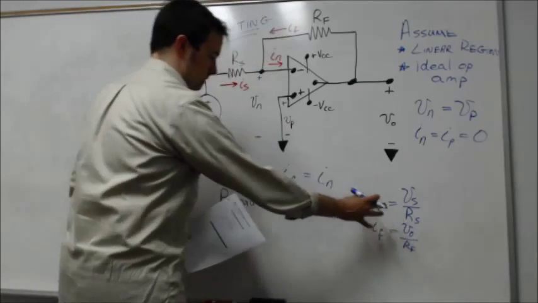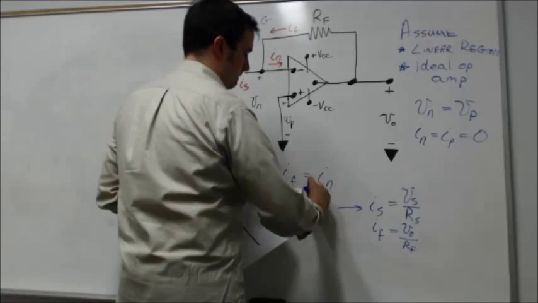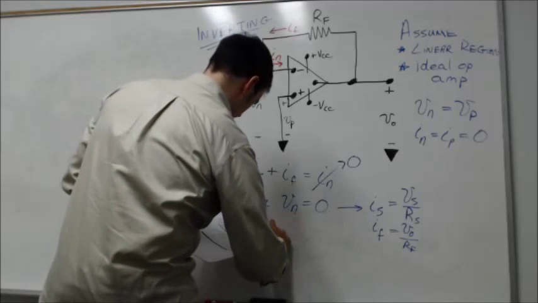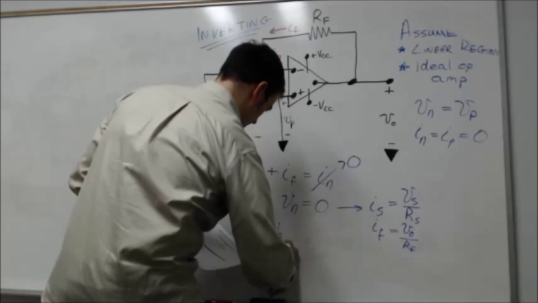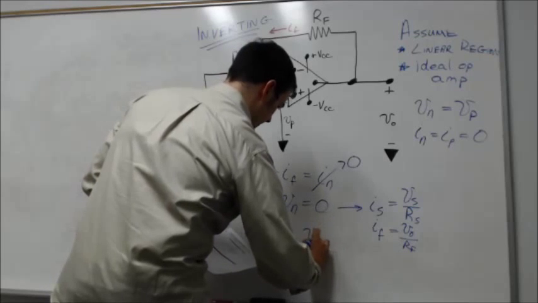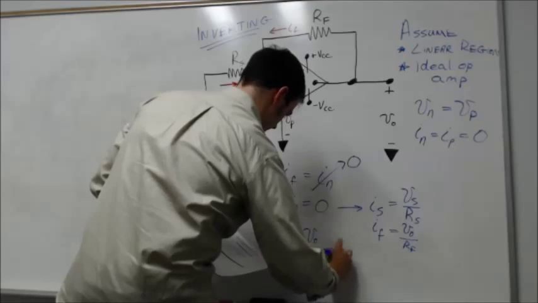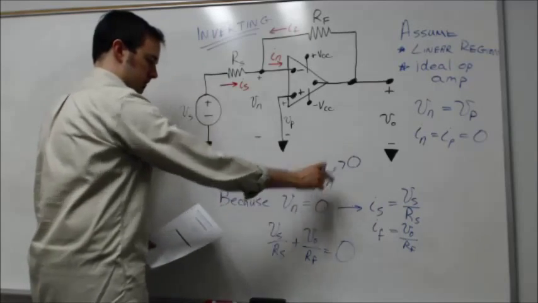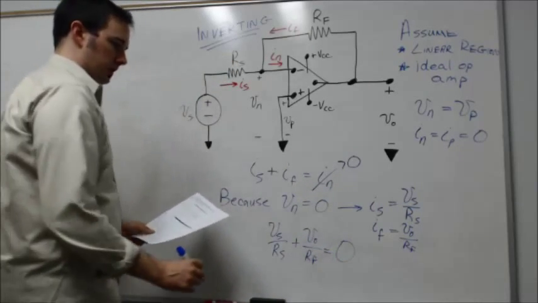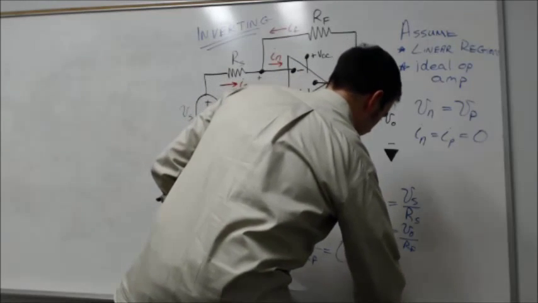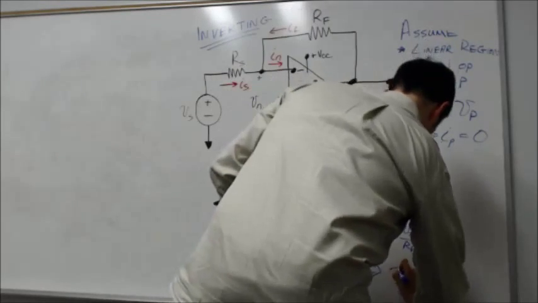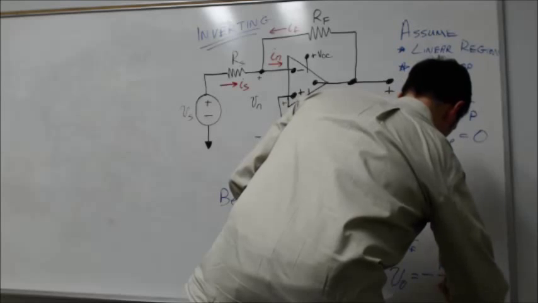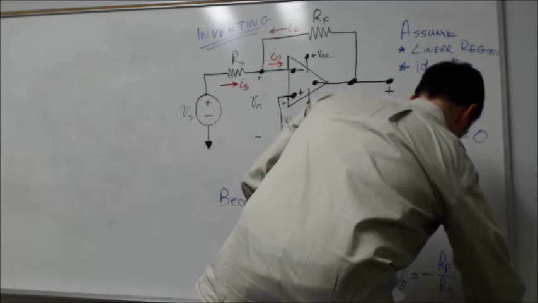Okay, so then we could plug those expressions back into here, also making the assumption that this I sub n is simply 0. That would lead us to VS over RS plus V naught over RF equals 0. Just plugging these relationships into this equation, which is equivalent to 0, and from there we would have the output V naught equals negative RF over RS times VS.